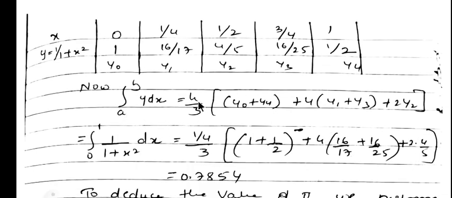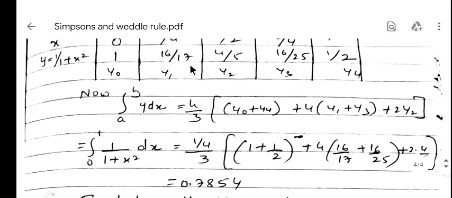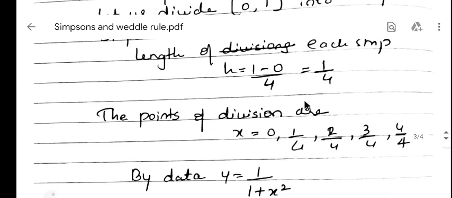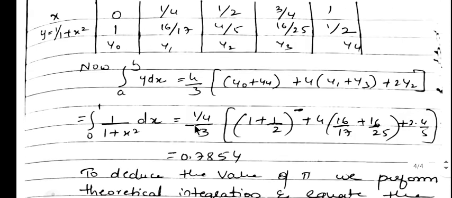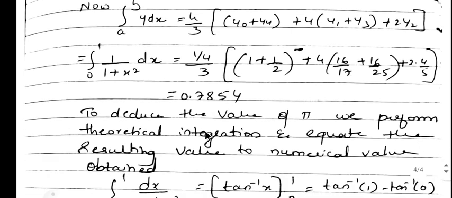Write the Simpson's 1/3 formula. Then according to that formula, please substitute all the values. Here first and the last term, then 4 into all the odd terms, then 2 into all the even terms. h is here. h is, we have calculated 1 by 4. h is 1 by 4. Simplified, you are going to get the answer as 0.7854. In the question, they told you to find the value of pi.